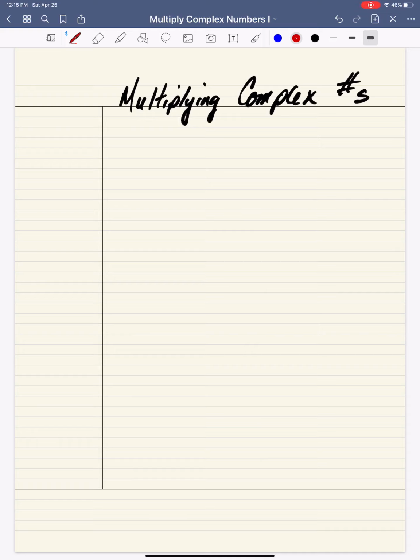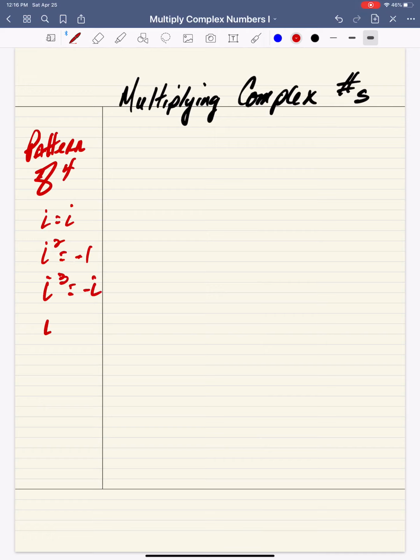Okay, today we're going to multiply complex numbers. The first thing you need to have somewhere on your paper is the pattern of 4. Pattern of 4. And that's where i equals i, i squared equals -1, i to the third equals -i, and i to the fourth equals 1.